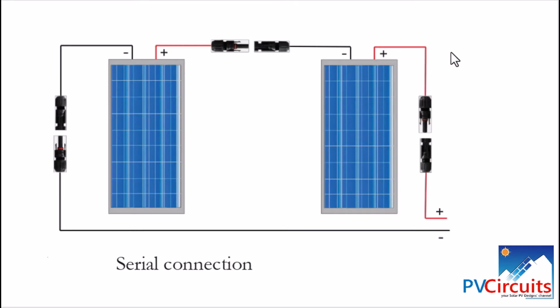Now these are the basic forms of connections you'll find in PV circuits, either in parallel or in series, or sometimes a situation can arise where you have both series and parallel connections to achieve a certain goal. So with that, we come to the end of this video, and we shall be bringing more as we go along.